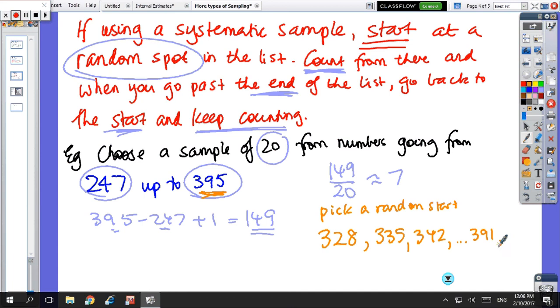And then if you go past 395 and then go back to the start of the group, the next number would be 249, and then 256. And finally, at the end, for the 20th person, it would be 312. So you just have to keep filling in those gaps, counting every 7th person. But what happens is at 391, we go 391, 92, 93, 94, 95, and then we go back to 247, and we end up at the 249 person as the first person after the start. Okay, so that's just how you would do it. So copy that and come across.